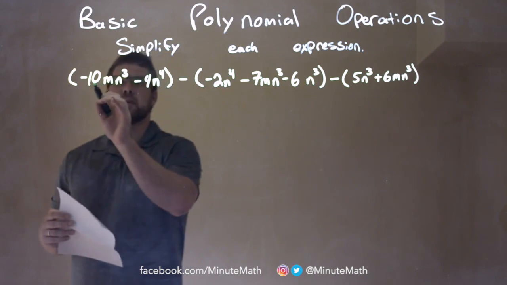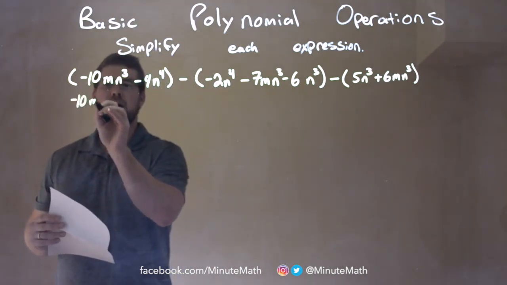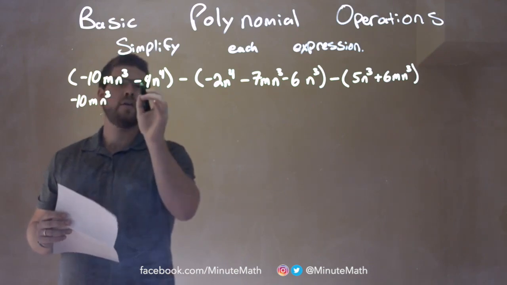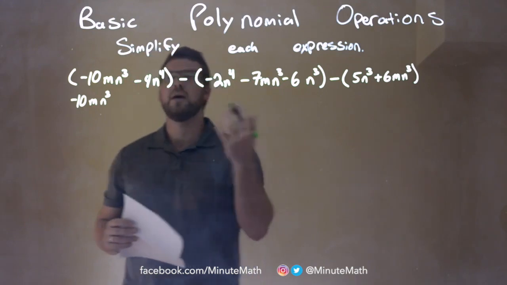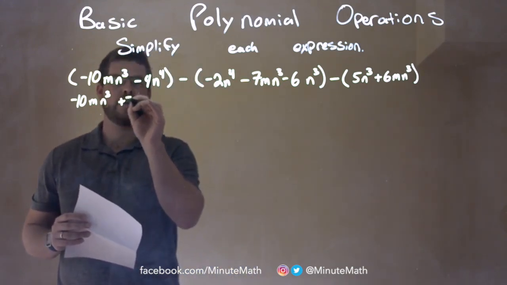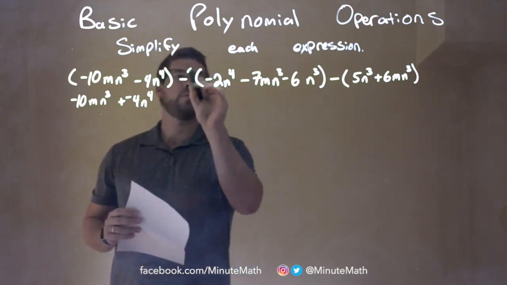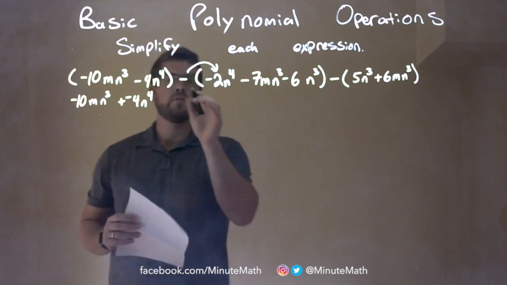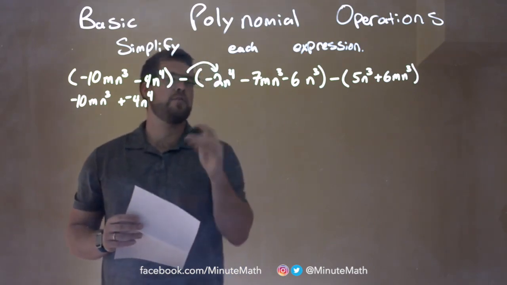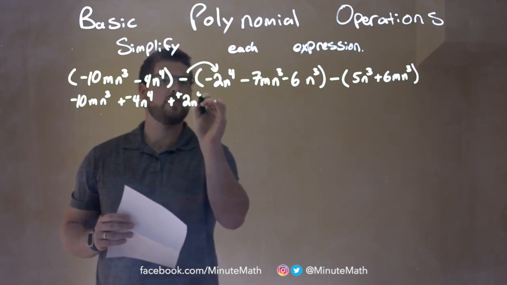So, start here. Nothing really here to do, so I just have a negative 10 m n to the third. Then this one I bring down, I make that plus and negative. So instead of subtracting 4n to the fourth, I'm adding a negative. So we have plus and negative 4n to the fourth here. Okay? Now we need to distribute this minus sign to both parts, or 3 parts actually. So subtracting a negative 2n to the fourth, same thing as adding a positive. So we have plus a positive 2n to the fourth.